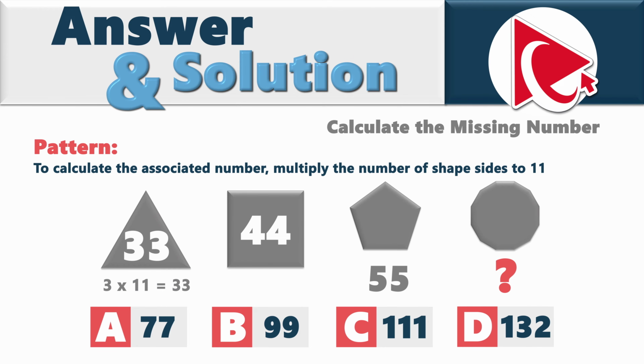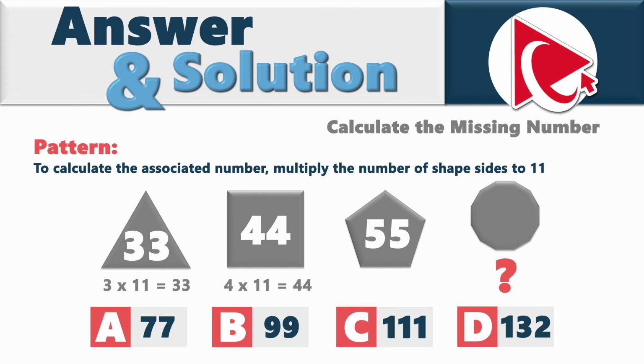The second shape is square. Square has 4 sides. 4 multiplied by 11 equals 44. The next shape is pentagon. Pentagon has 5 sides. 5 multiplied by 11 equals 55.